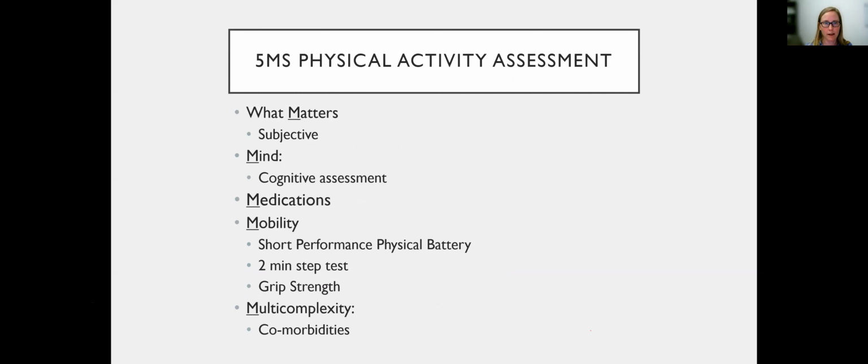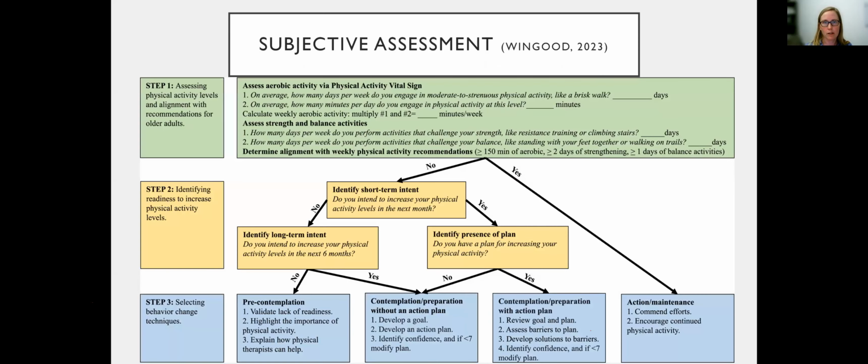So we're going to look at the 5 M's when we look at creating our mobility plan and the assessment. I'm just going to touch on some of the pieces we'll focus on here, and then we'll move into a case application. So when we look at what matters, we first have to see where we are starting, individualizing to the person. So we need to look at where the physical activity is right now. How many minutes, how many days per week are they doing physical activity, looking at strength, looking at balance as well. Are they meeting those recommendations?